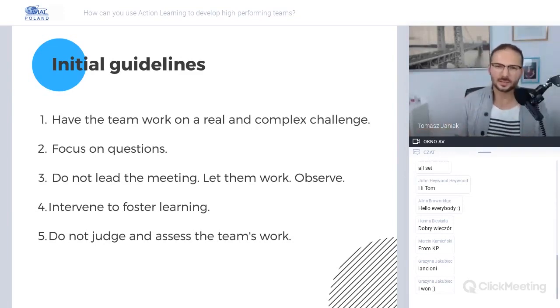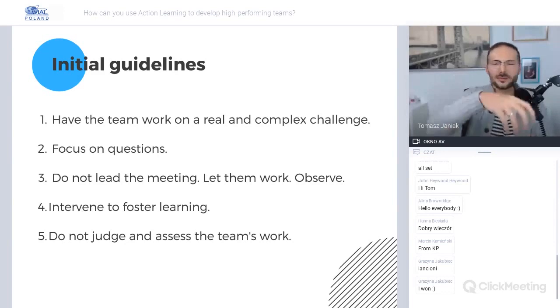Number three, do not lead the meeting. Action learning coaches, especially in the WIAL methodology, do not lead the meeting. The meeting is the group's meeting, but the role of the coach is to let them work and observe and intervene to foster learning. Number four, intervene whenever I see an opportunity for learning.